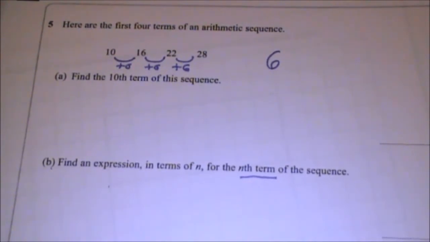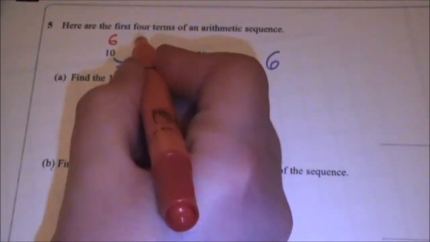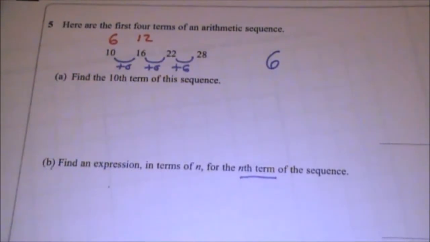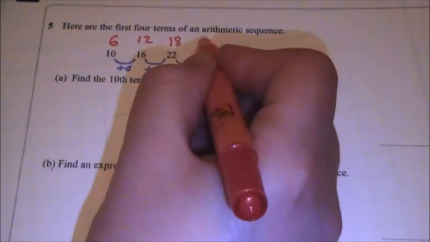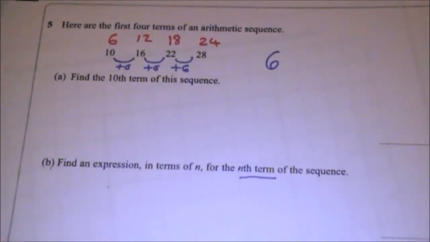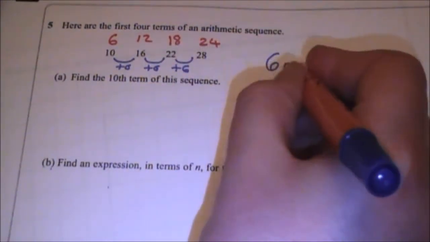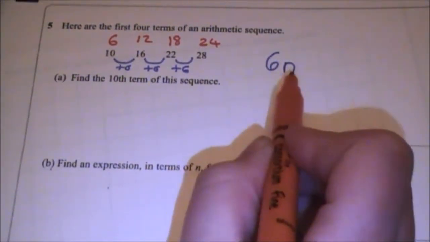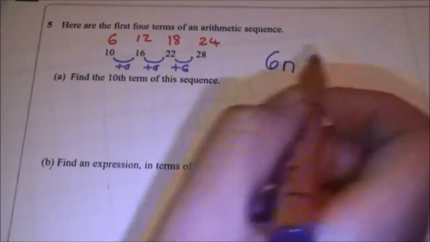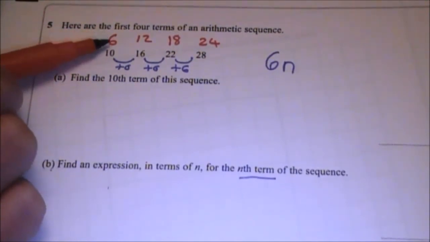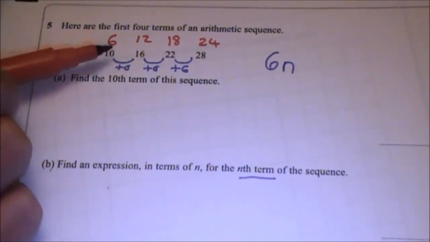Now, the other sequence that we know goes up in 6s is the 6 times table. So if I considered the 6 times table, I'd have 6, 12, 18, 24. And the 6 times table is represented by 6n because it's 6 times any number. So in order to find out what is plus or minus on that 6n, I look at the 6 times table. What do I do to get from the 6 times table to my sequence?